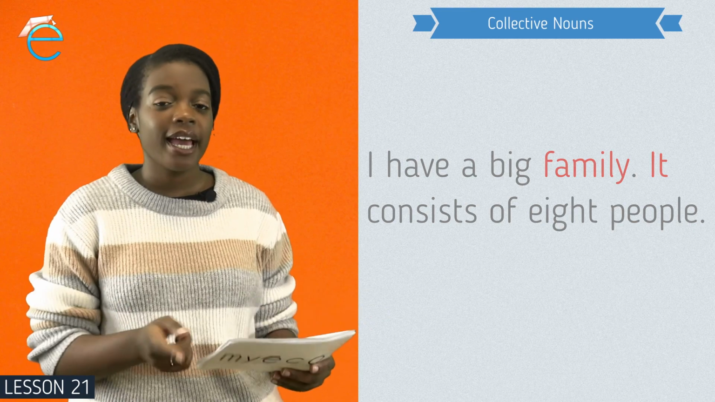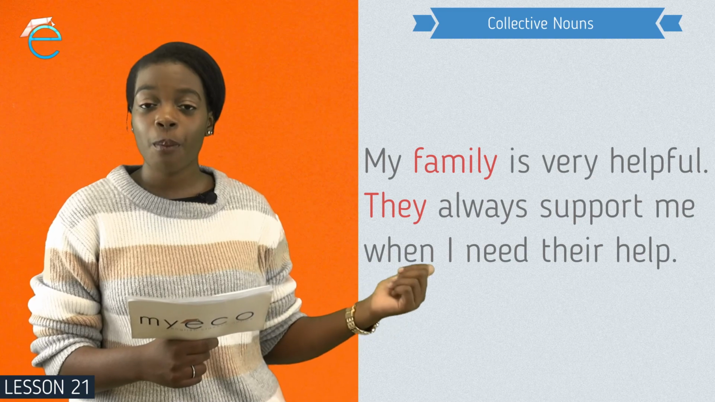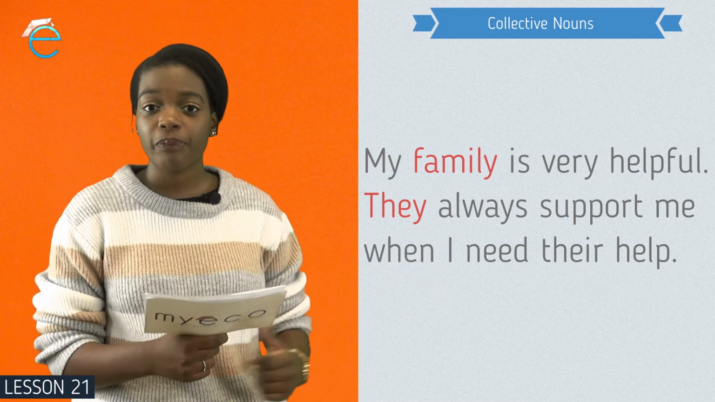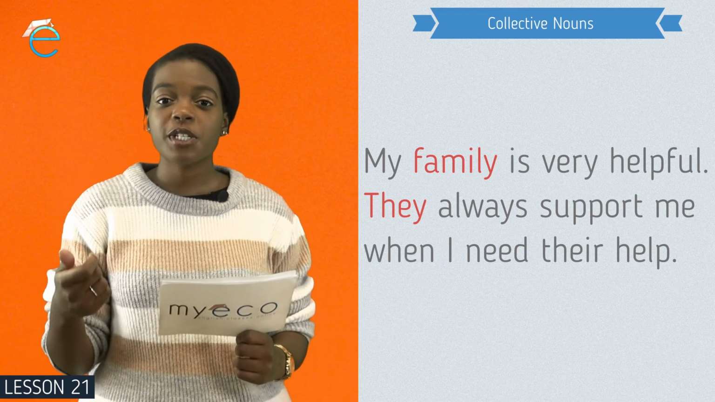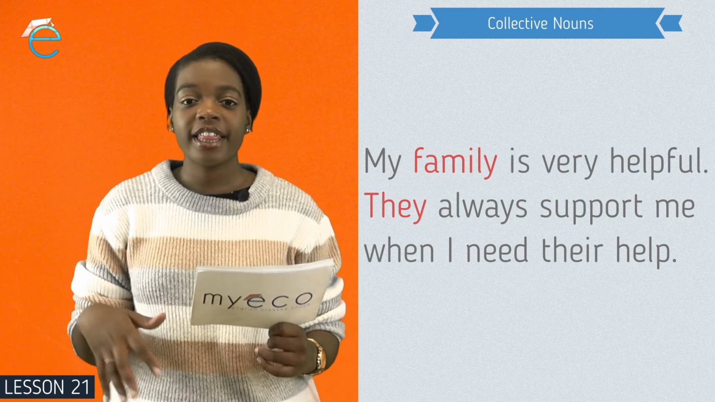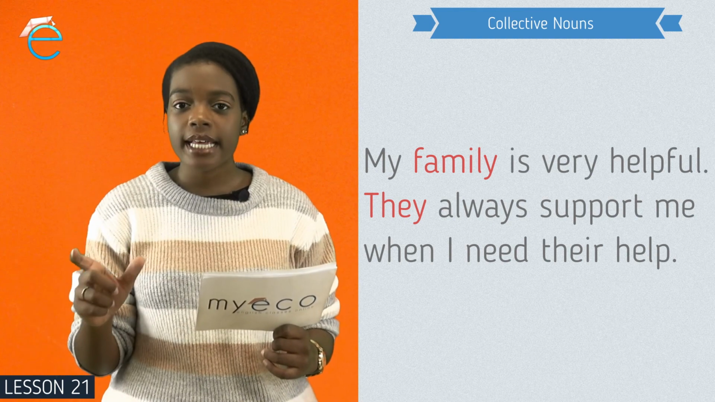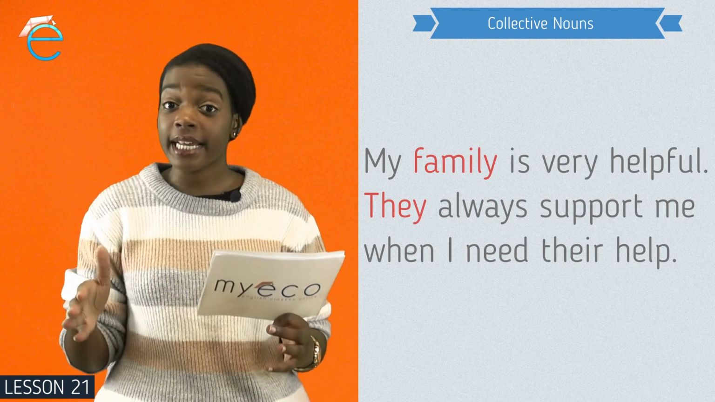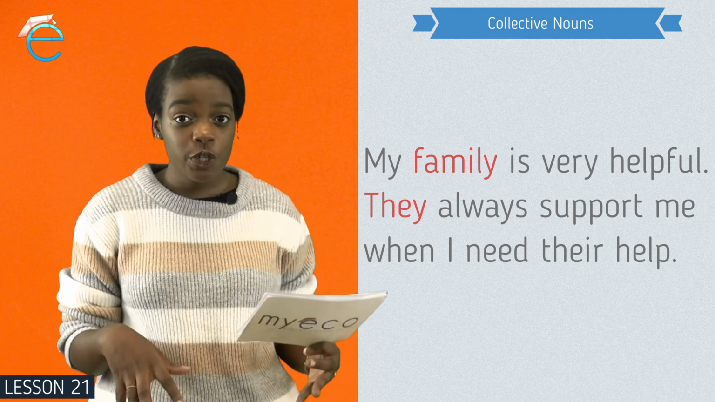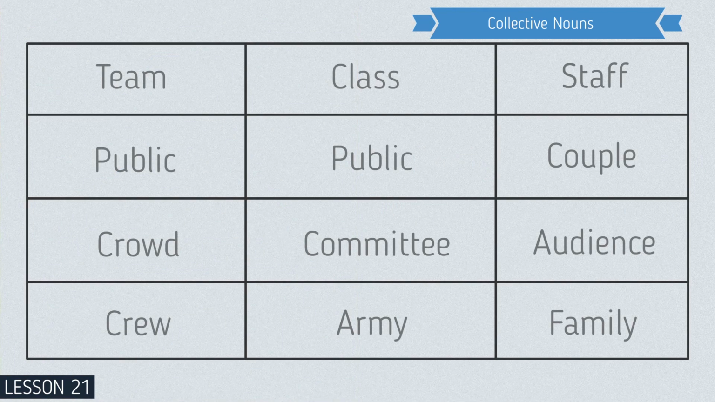But let's have a look at our second example. My family is very helpful. They always support me when I need their help. Here we use they because we're speaking about the individuals within that unit of the family and their individual actions. So here we use they. So for units and things that are a group, we use it. But when we're speaking about the individuals in the group, we use they. We have some examples of different collective nouns such as team, class, committee, staff, and many others that you can find listed here.